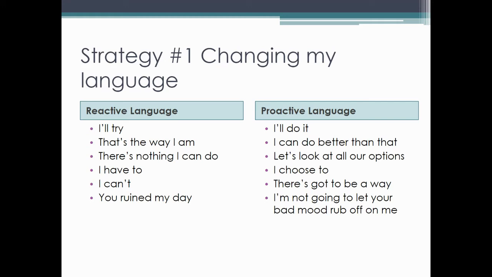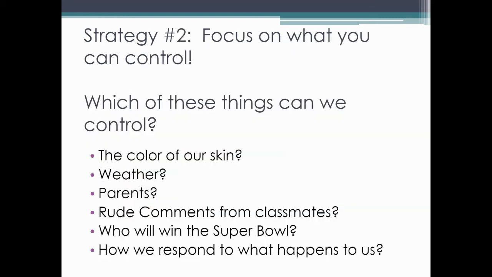Next, we have I can't. Instead of saying I can't do something, you say there's got to be a way to do something, or let me try to figure out how to do something. And lastly, instead of letting somebody ruin your day, right? Instead of admitting that somebody ruined your day, even though maybe they did, you can tell yourself or tell that other person that you're not going to let their bad mood rub off on you. Definitely a proactive way of viewing things. And even sometimes just saying things can definitely change your own mood.